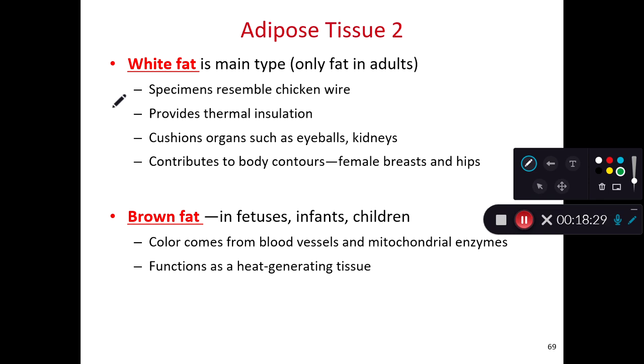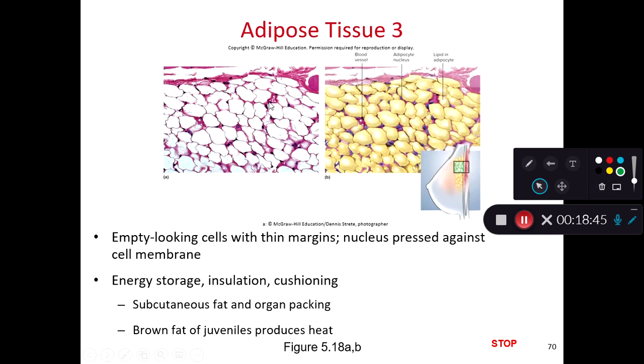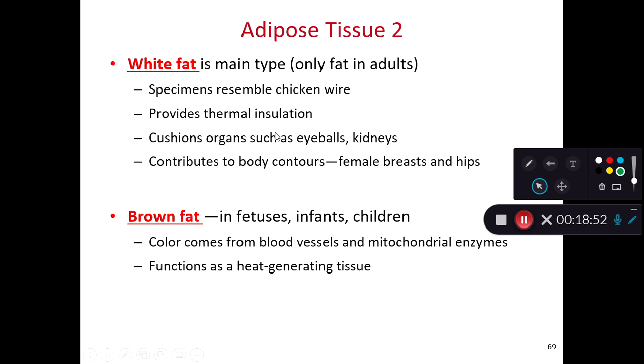What I mentioned earlier, we have white fat, sometimes referred to as yellow fat, and then the brown fat. As we look at this white fat, it's going to be adult fat. And as we look at the photomicrographs, it can look like chicken wire to some people. I'm going to go ahead and advance a slide here. So, this is our adipose tissue, our white fat that I was mentioning. I'll go back a slide now.